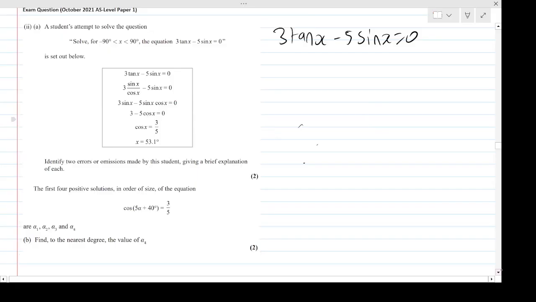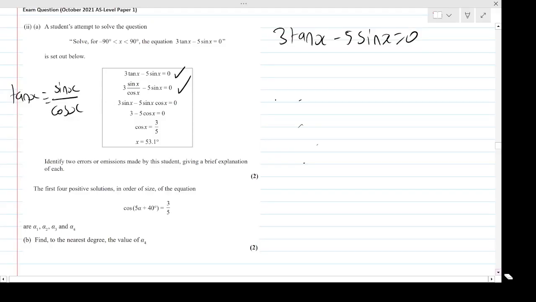So what have they done? We started with the equation, right? Then they said tan x is sine x over cos x. That's correct, right? That's using the identity. Tan x is sine over cos. We know that's true. Again, you need to remember that. So that step's true.